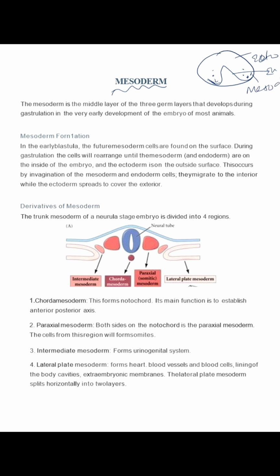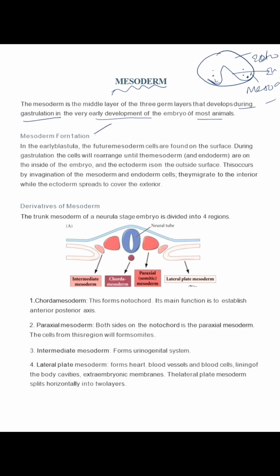Let's see what the mesoderm actually is. The mesoderm is the middle layer of the three germinal layers that develops during the process of gastrulation in the early embryonic development of most animals. Okay, so now, the formation of mesoderm, how it is formed.